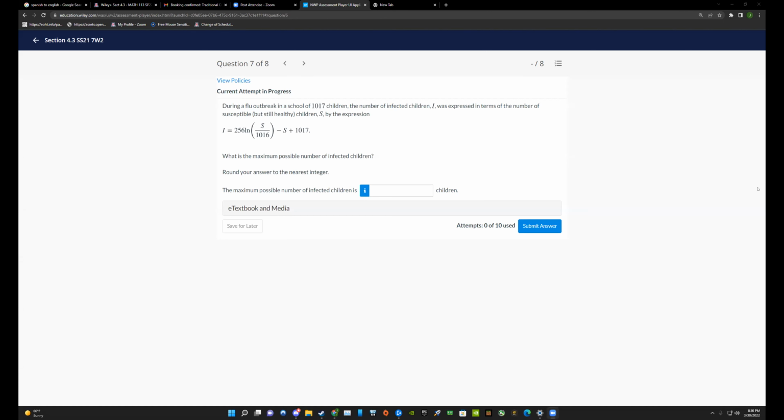So see how I is the number of infected children and S are healthy or susceptible. Okay. So they want the number of infected children. So you have to actually take that number I just found, the 256 times 1016, and put it back into the original function. Okay, so I'll grab my calculator here.